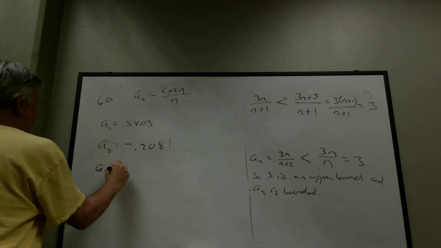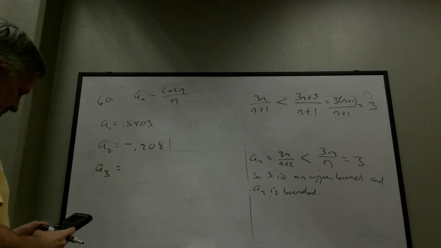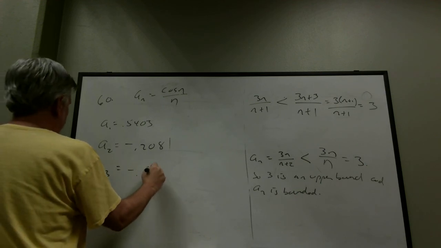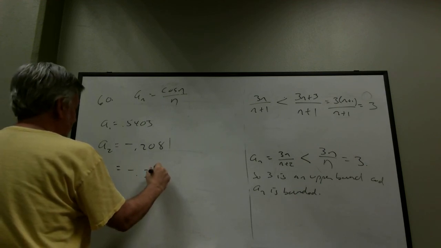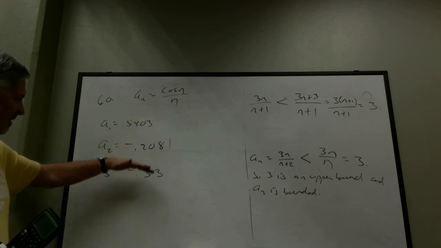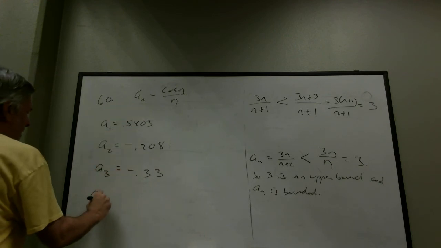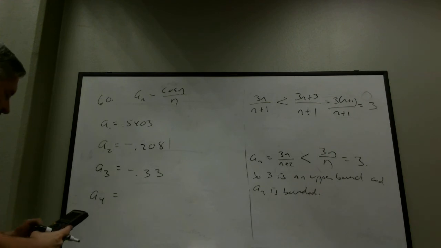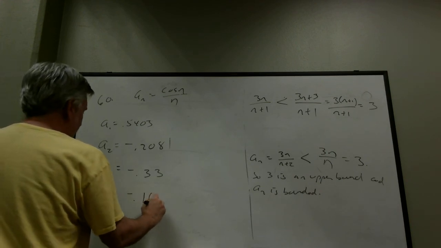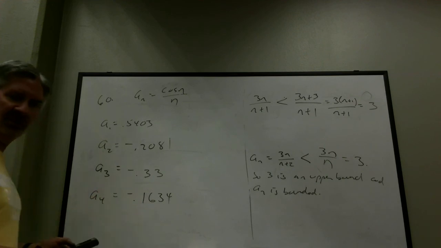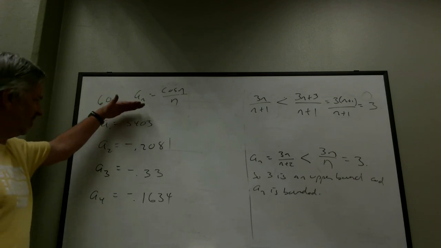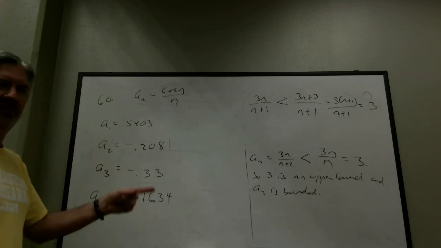If I do a_3, it's cosine of 3 over 3, which is negative 0.33, so I'm just going to say 0.33. Okay, I'm getting smaller. If I do a_4, I get cosine of 4 over 4, which is negative 0.1634, and notice I've gotten larger. So that's how you can show a sequence is not monotonic. Show that it gets smaller and then bigger, or bigger and then smaller.